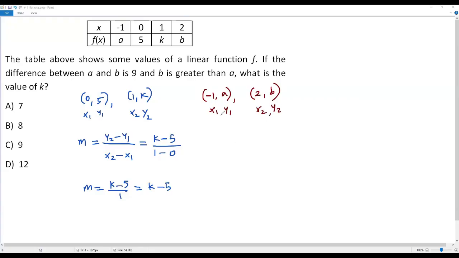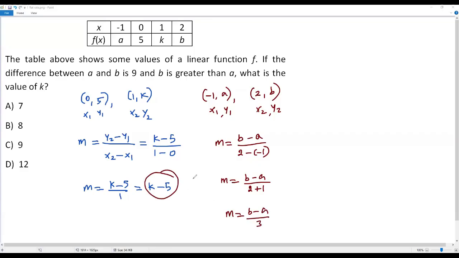Again, the same slope formula, m equals y2 minus y1. Here y2 is b, minus y1 which is a, over x2 minus x1. So x2 is 2 and x1 is negative 1. Then I'm getting m equals b minus a over 2 minus negative 1. Negative times negative becomes positive 1. Then I'm getting m equals b minus a over 3.